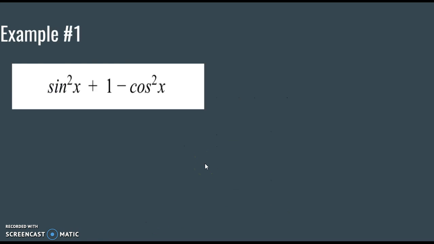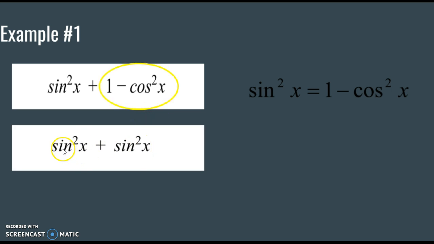So for our first example, we have sine squared x plus 1 minus cosine squared x. So you can see here that you can simplify this part of the expression right away. If you remember the identities I have previously stated, you can see that you can simplify 1 minus cosine squared x to sine squared x. So once you have simplified it, you would get sine squared x plus sine squared x.